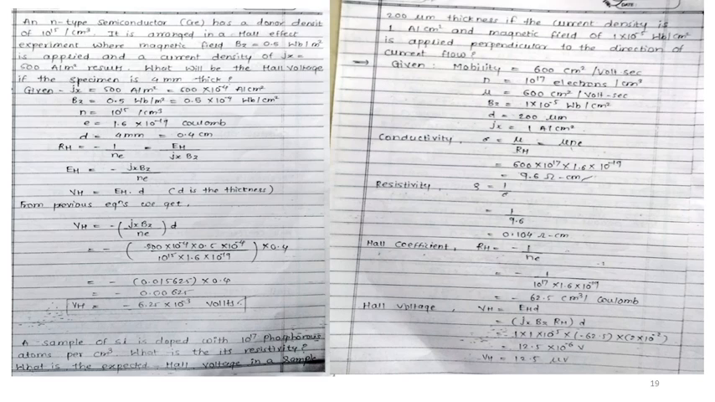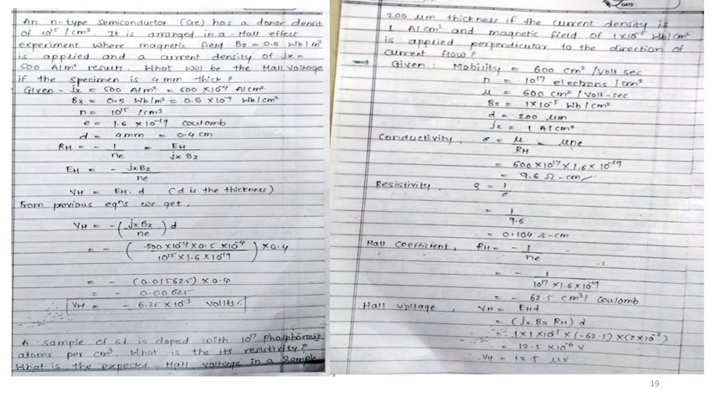Then what are the given values? Mobility is given here, then donor concentration is given. Then just write down what values are given. Then conductivity you can write, put the values, and you are getting the conductivity value as 9.6 ohm centimeter.